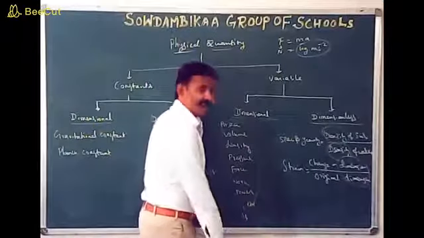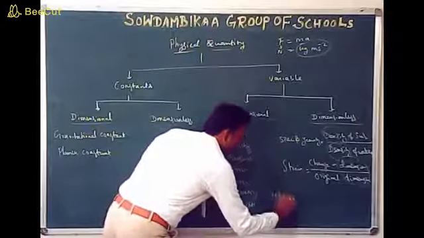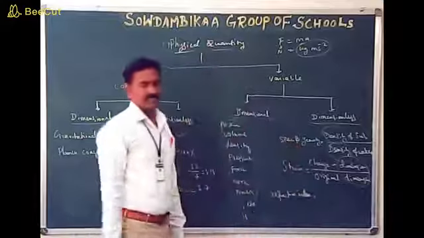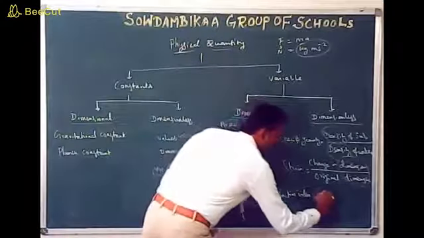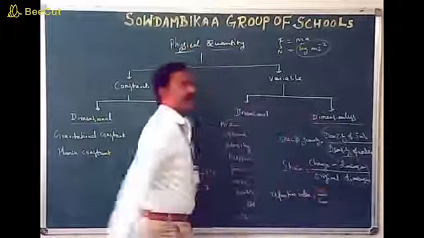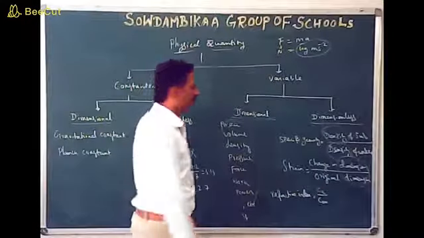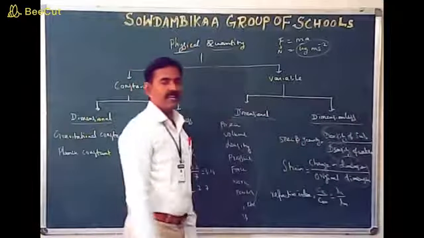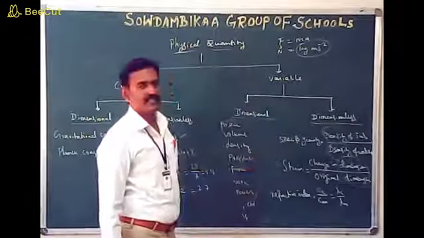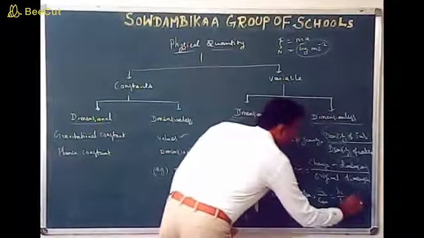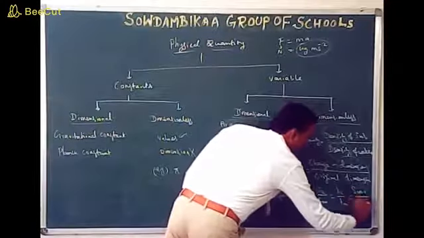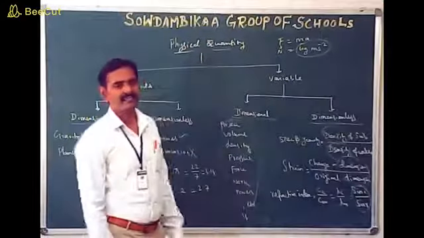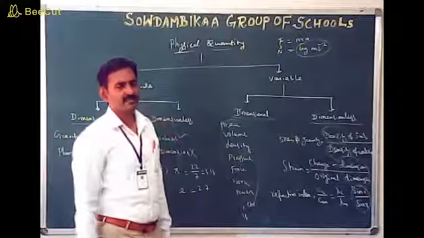Then another one is the refractive index. The formula is Ca by Cm, the velocity of light in air divided by the velocity of light in a medium, or lambda A by lambda M, the wavelength of light in air by the wavelength of light in a medium. Or otherwise, that is equal to sin i by sin r. An angle does not have a dimension. There is no dimensional formula for the angle.